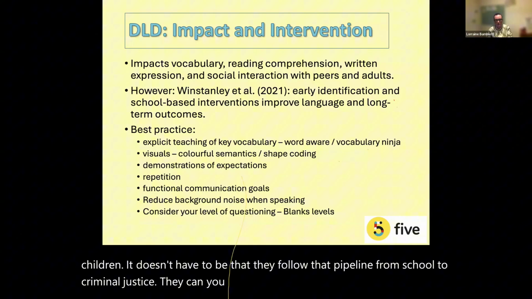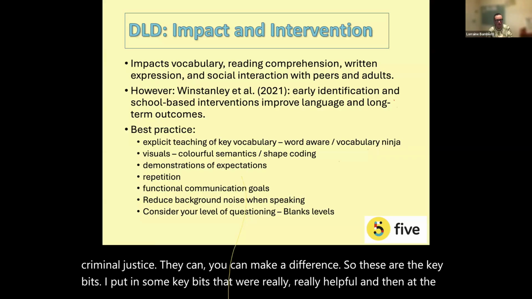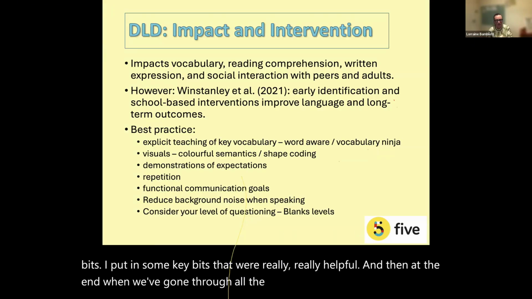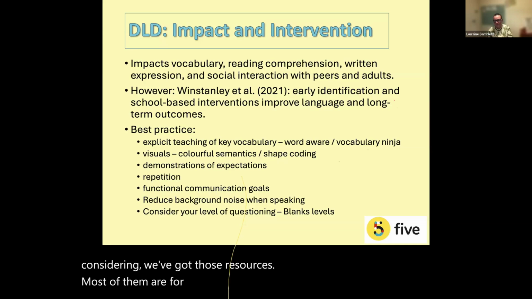You can make a difference. So these are the key bits. I put in some key bits that were really, really helpful. And then at the end, when we've gone through all the different conditions we are considering, we've got those resources. Most of them are free, and I've given you access to them.